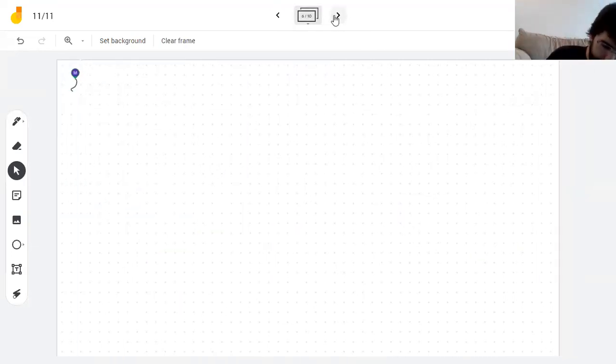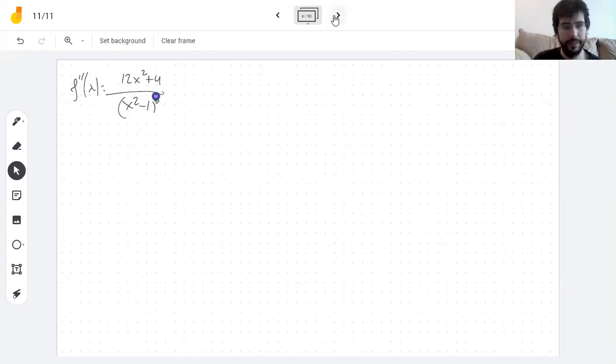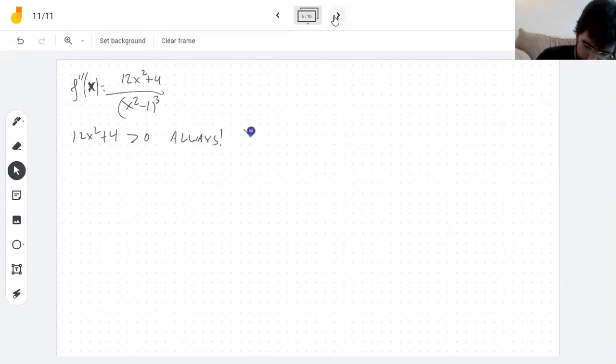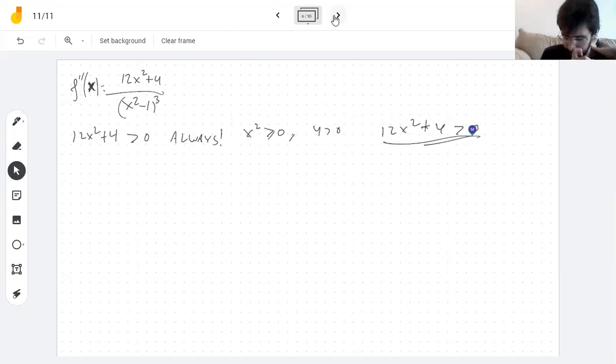So we figured out that the second derivative is this fraction. So when is 12x squared plus 4 positive? All values of x. Exactly. Thank you. So x squared is positive or zero. 4 is positive, so you're adding two positive numbers. So that's great. So this is going to have the sign of the denominator.